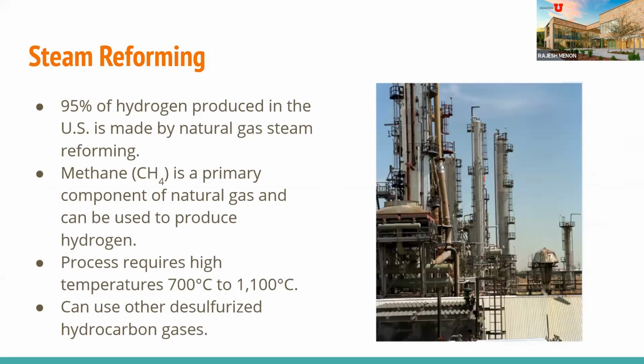So first is steam reforming. In the US, 95% of hydrogen produced is made by natural gas steam reforming. One of the main components in natural gas is methane, that's CH4, and the hydrogen is extracted out of the methane in the natural gas. The process requires really high temperatures from 700 degrees C to 1100 degrees C. And instead of using just natural gas, you can use other desulfurized hydrocarbon gases as well. But natural gas is the primary source in most applications.